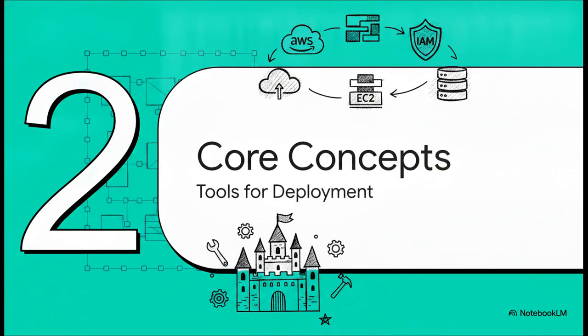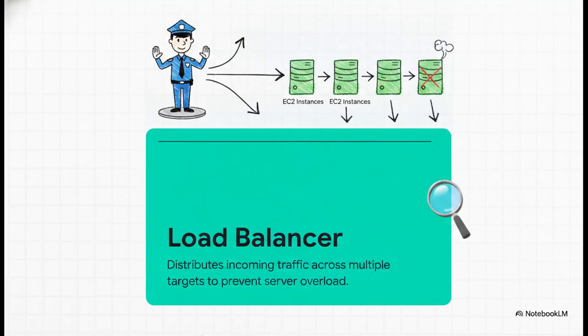Moving right along to Section 2, Core Concepts and Architecture. First up is the load balancer. I like to think of this as a highly efficient traffic cop. Its whole job is to distribute all that incoming application traffic evenly across multiple targets, like your EC2 instances, guaranteeing that no single server ever gets overwhelmed by users.